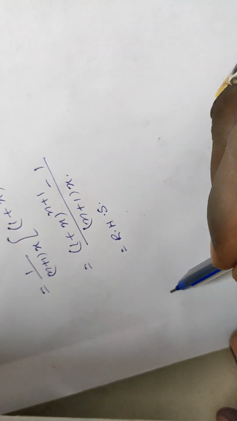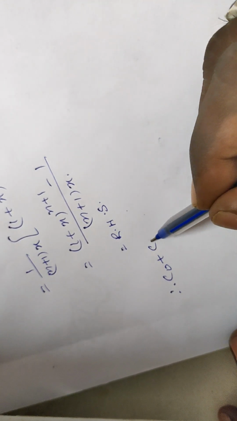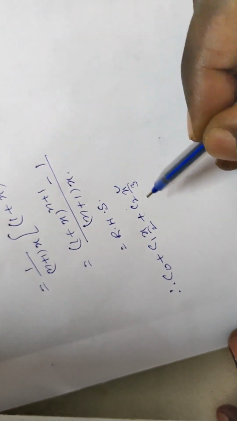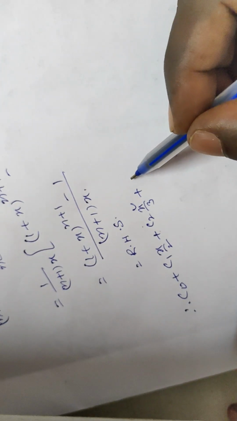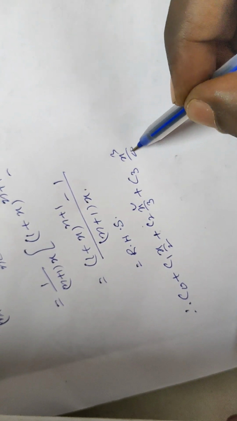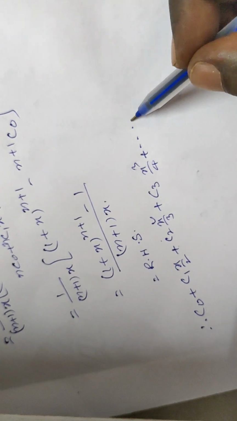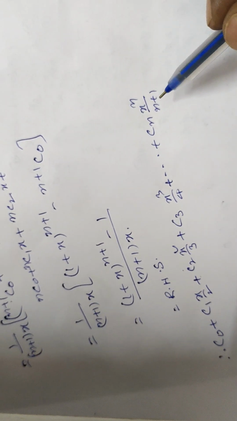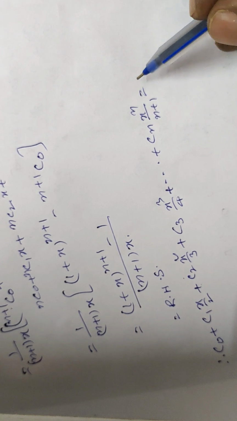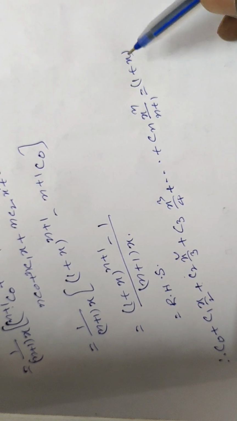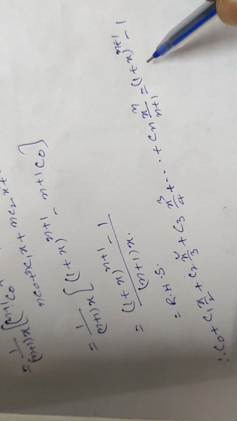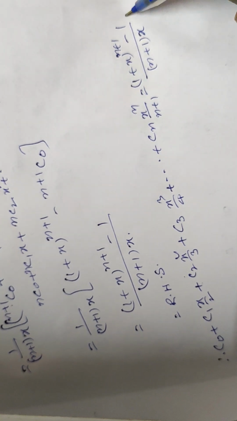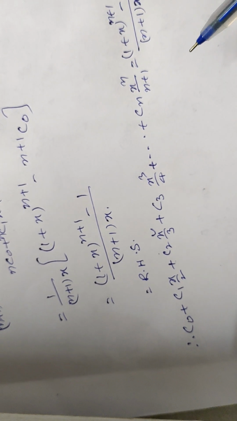Therefore, C0 plus C1 into x by 2 plus C2 into x square by 3 plus C3 into x cube by 4 plus and so on, Cn into x power n by n plus 1 is equal to (1 plus x) whole power n plus 1 minus 1 whole by n plus 1 into x. That's all.